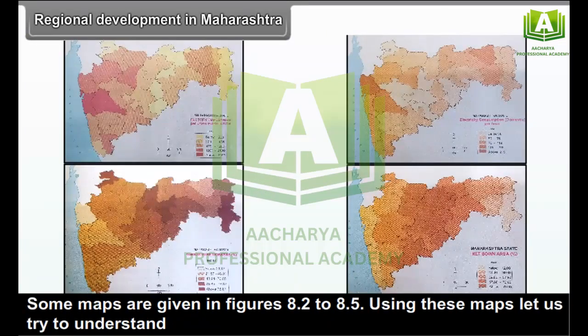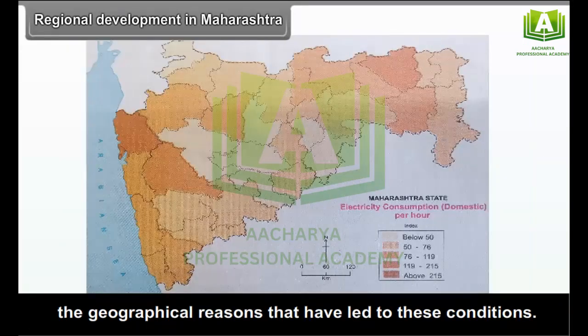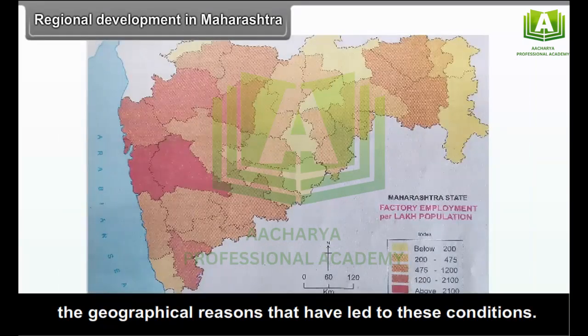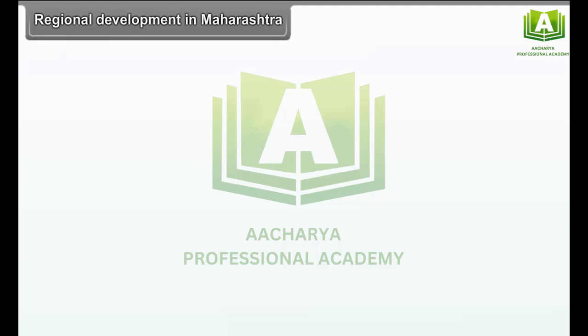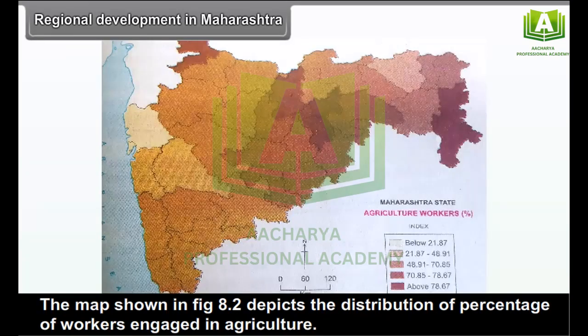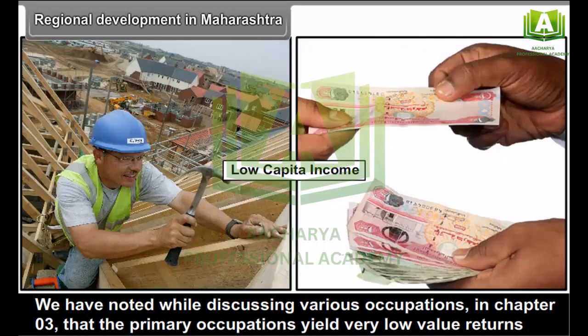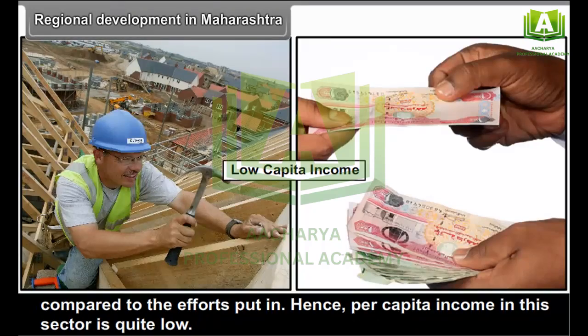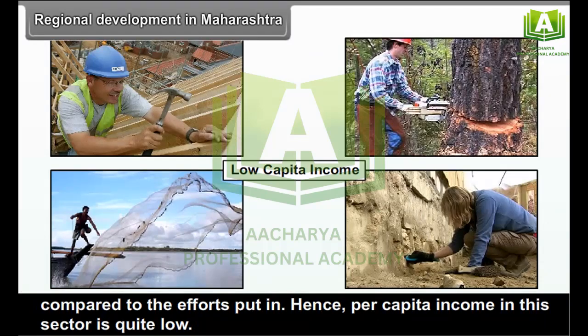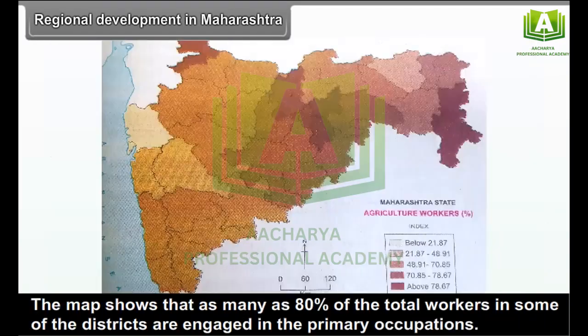Some maps are given in figures 8.2 to 8.5. Using these maps, let us try to understand the geographical reasons that have led to these conditions. The map shown in figure 8.2 depicts the distribution of percentage of workers engaged in agriculture. We have noted while discussing various occupations in chapter 3 that the primary occupations yield very low value returns compared to the efforts put in. Hence, per capita income in this sector is quite low.